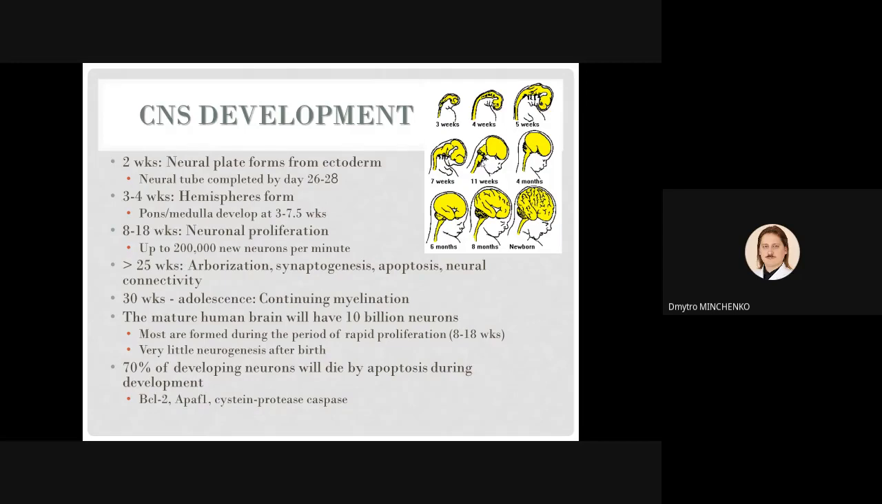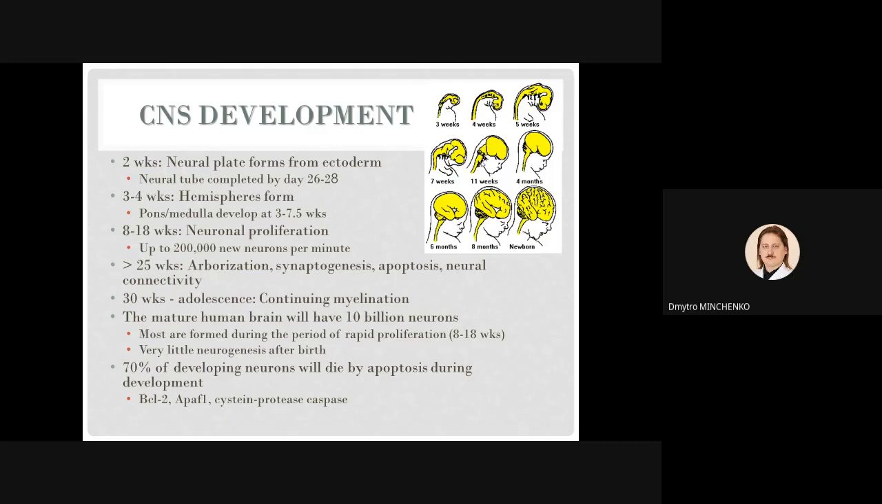Let's take a look at the most important aspects of the central nervous system development of children. So we have here at the 2 weeks, neural plate forms from the ectoderm and the neural tube completed by day 26-28 of interuterine development. 3-4 weeks, we have the actual hemispheres forming. We have the pons and the medulla development. 8 to 18 weeks, neuronal proliferation, up to 200,000 new neurons per minute. After 25th week, we have arborization, synaptogenesis, initial apoptosis beginning, neural connectivity, the axon dendrite connections, 30 weeks, and continuing on all throughout adolescence is the continuing of myelinization.